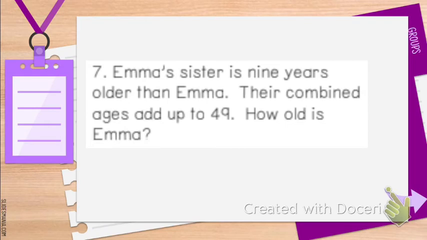All right, we're going to run out a little bit of time here. I'm going to give you a second to work those out. And then see, Emma's sister is 9 years older than Emma. Their ages add up to 49. So if I think about this one, I could say Emma plus Emma's sister. So you could say Emma plus 9, right, equals 49.